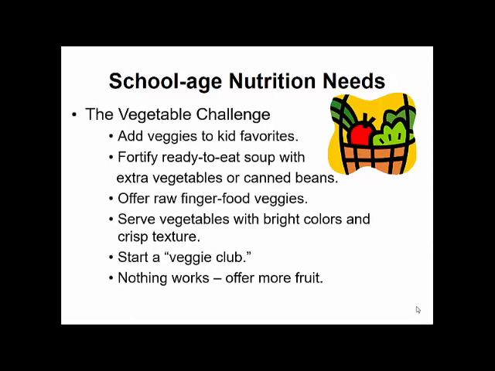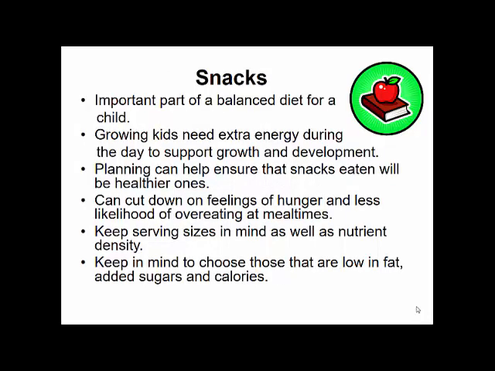The vegetable challenge: add veggies to kid favorites. Fortify ready-to-eat soup with extra vegetables or canned beans. Offer raw finger-food veggies, and serve vegetables with bright color and crisp texture. Start a veggie club. Offer more fruit.